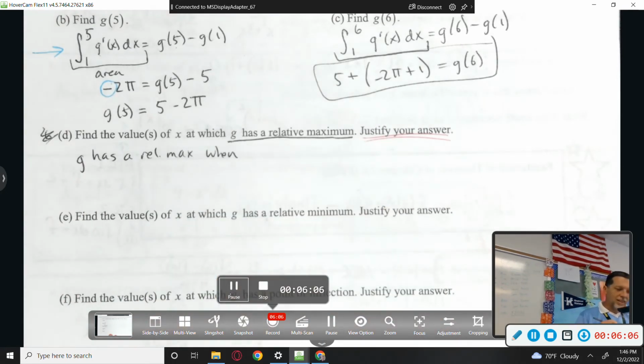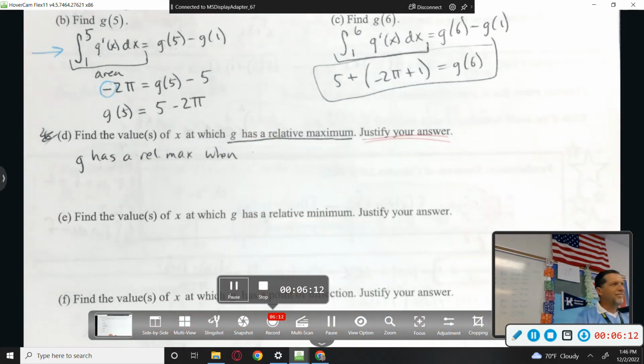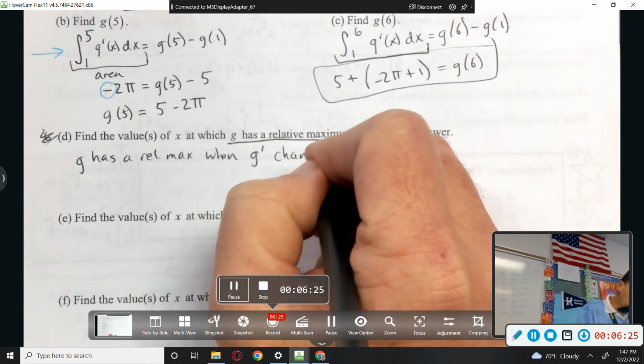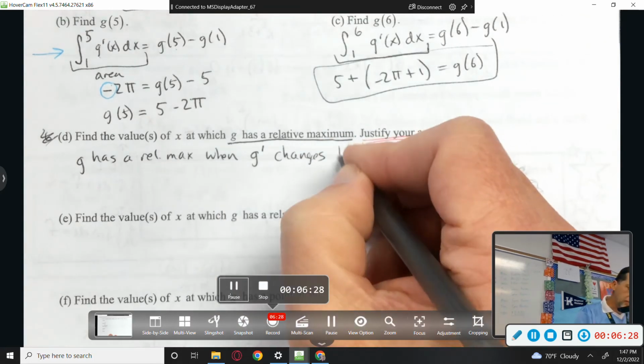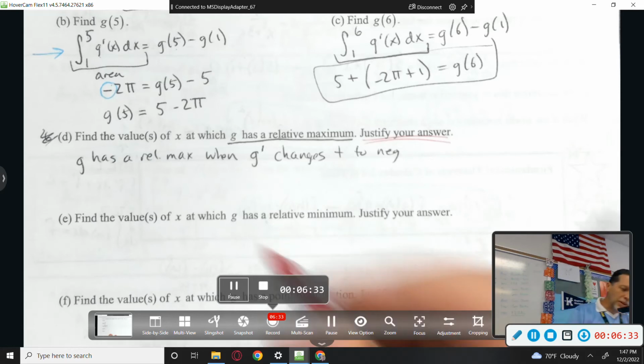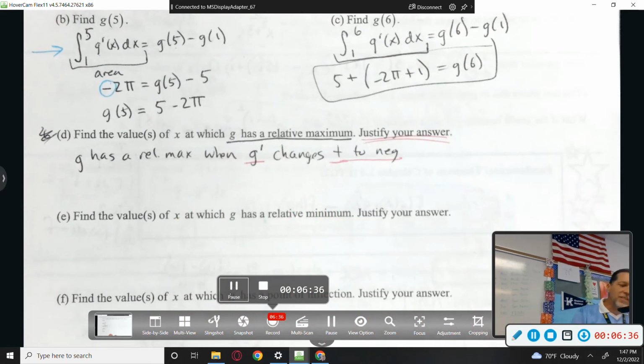It goes from positive to negative. When G prime changes from positive to negative. You said it too. I think, Nick, you were going to get there. G has a relative max when G prime changes positive to negative. And you could say goes positive to negative. That would be fine. The main thing they'd be looking for is G prime going from positive to negative. So I want G prime to go from sloped up to sloped down. That would be a maximum.